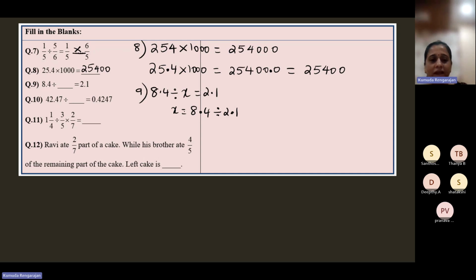So x is equal to 8.4 divided by 2.1. Write it like this using the division symbol. Now see here, x is equal to, what is 8.4? 84 by 10. Am I right, children? 8.4 is 84 by 10, divided by, what is 2.1? 21 by 10.